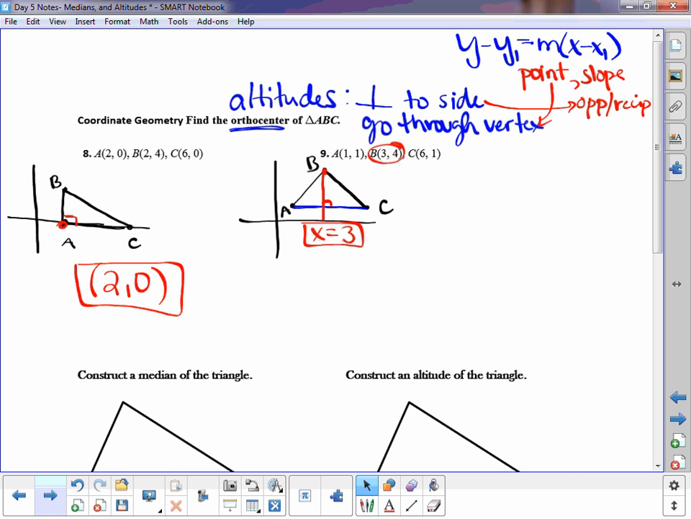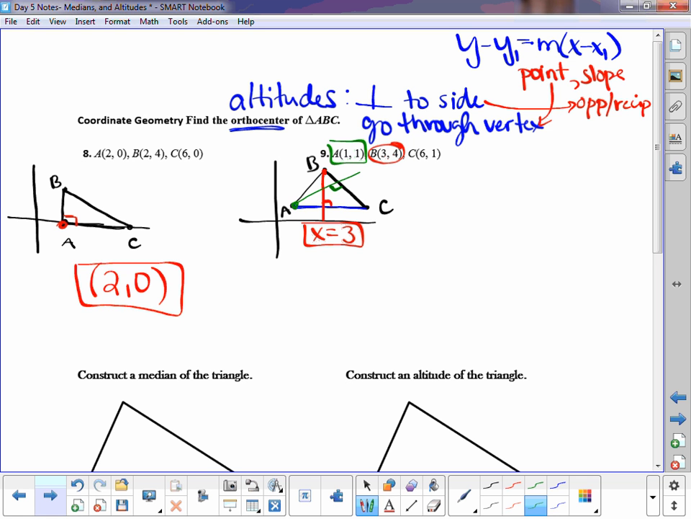Alright, let's just go ahead and use vertex A. I don't know, look something like that, assuming I'm drawing it nicely. So again, for vertex A, we already have the vertex, but I've got to find my slope. So I know my vertex is going to be the point 1, 1, but how in the world do I find my slope? Talk to your shoulder partner. How do I find my slope for this altitude here? Talk with your shoulder partner.